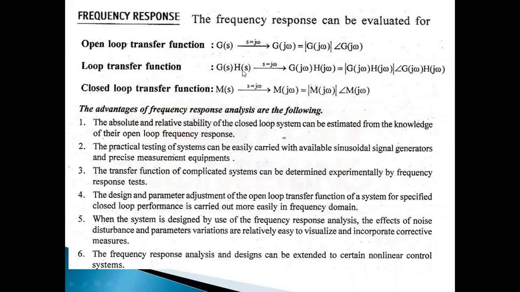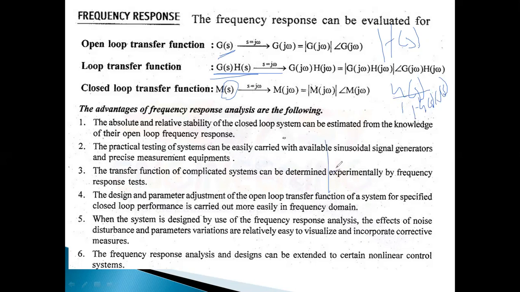Now the frequency response. We can evaluate the frequency response for the open loop transfer function, the loop transfer function, and also the closed loop transfer function. Terminology is very important here. Loop transfer function means G of s into H of s. Open loop transfer function is only G of s. Feedback transfer function means H of s. The closed loop transfer function is G of s by 1 plus G of s into H of s.